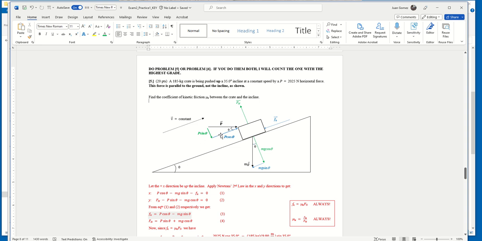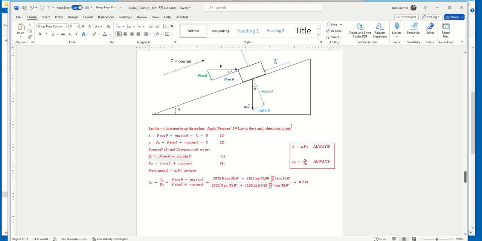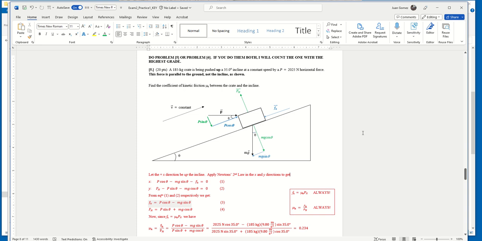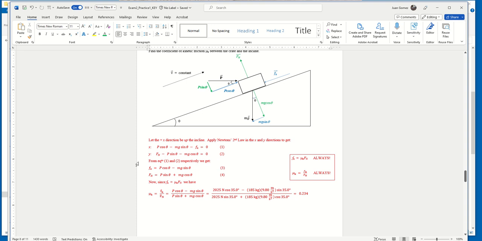Again, how did I know how to do the components of P? Well, remember, for the vector P, I'm going from here to here. I have to go down in the negative y and then up in the positive x. Okay, so we're good. So now remember, Fk equals mu k Fn, mu k equals Fk over Fn. So I need an equation for Fk and an equation for Fn, and then just divide those two equations. Again, that's always going to be the case, as indicated in that red box. Okay, well, let me apply Newton's second law to the crate in both the x and y directions.